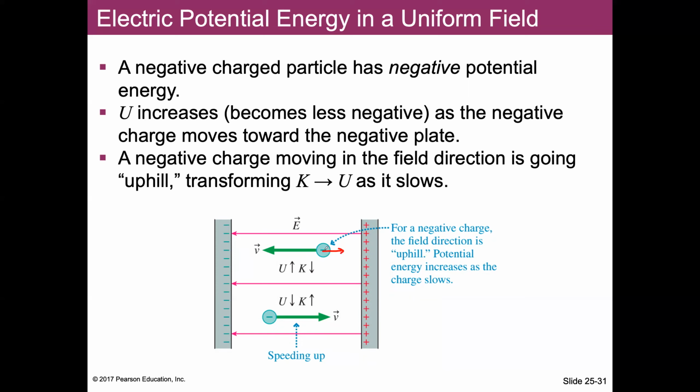Then when a negative charge is moving along the direction of electric field lines, which is from right to left, the potential energy will be increased and the kinetic energy will be decreased. And if it's moving in the opposite direction, then the energy conversion will be reversed.